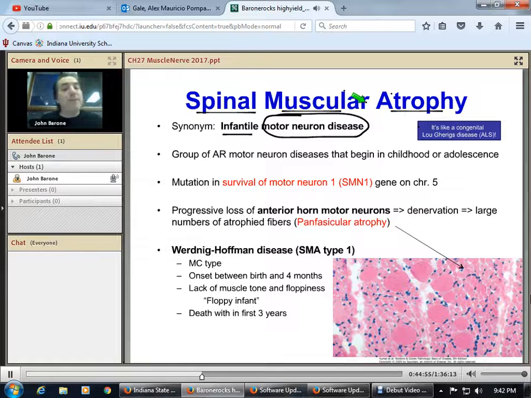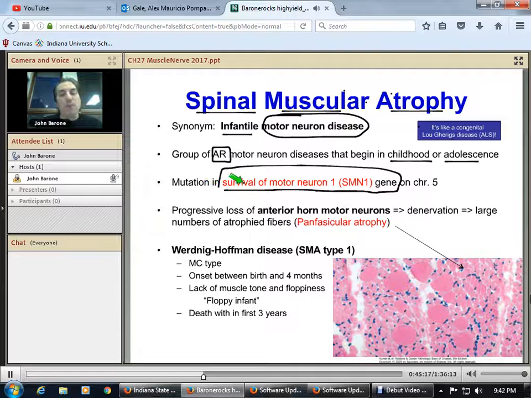This is the infantile form. Now, there's a bunch of these muscular atrophy diseases. They're autosomal recessive. Remember, recessive means 2 mutations. That means you're going to present very early and very severe. So they're going to present early, childhood or adolescence, or even infantile in some cases. And the mutation is usually in the survival of motor neuron 1 gene. Isn't that an awesome name? Survival of motor neuron 1 gene is mutated so the motor neurons don't survive.